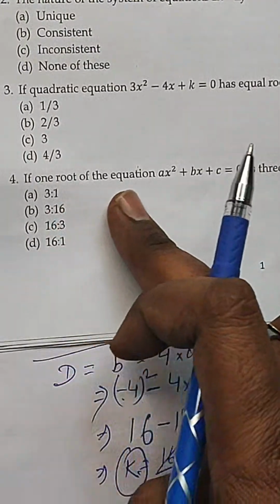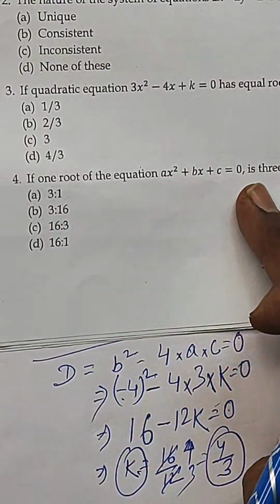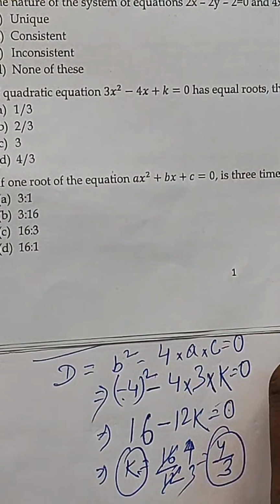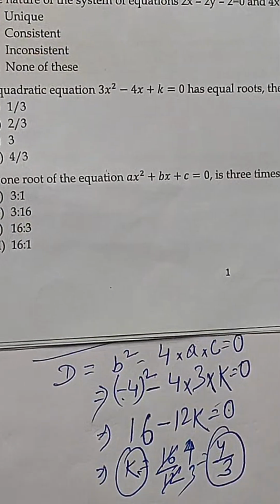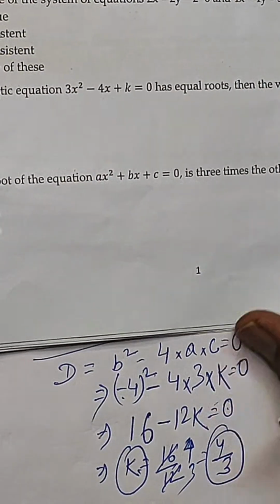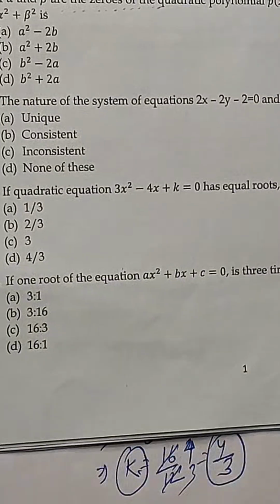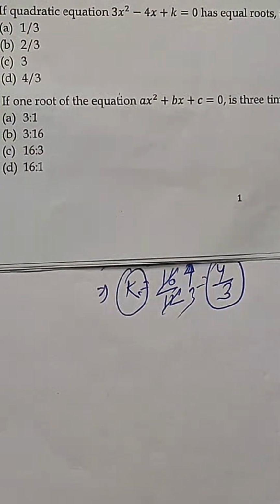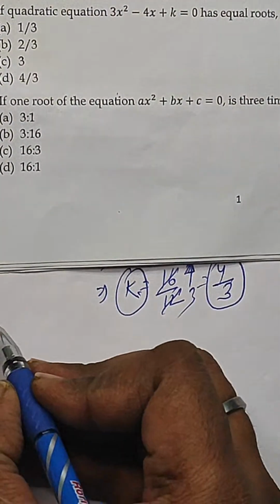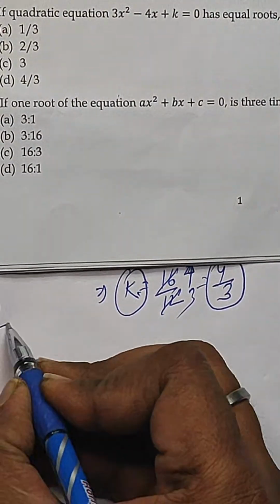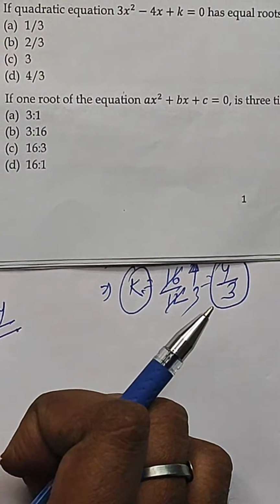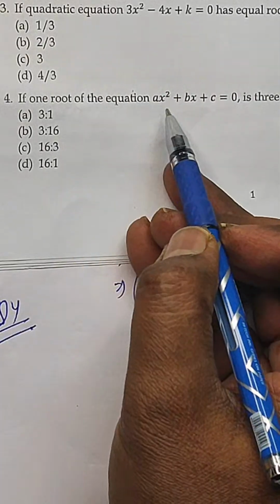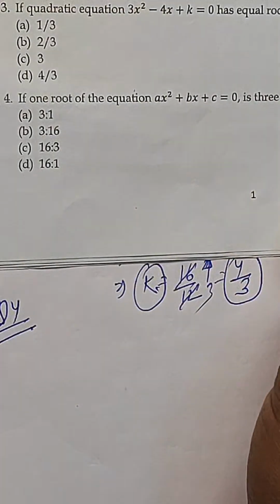Now, if one root of the equation x square plus bx plus c equal to 0 is 3 times the other, then b square is to ac is what? This is the question to you. So my dear friend, into this question, it is given that one root of the equation is 3 times the other. Let me write it as question number 4.